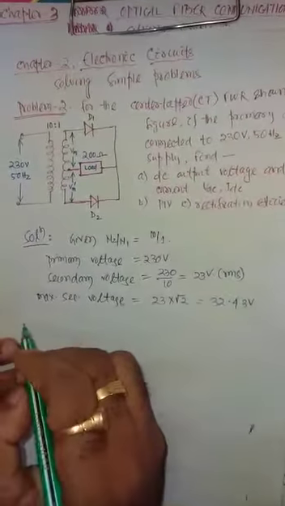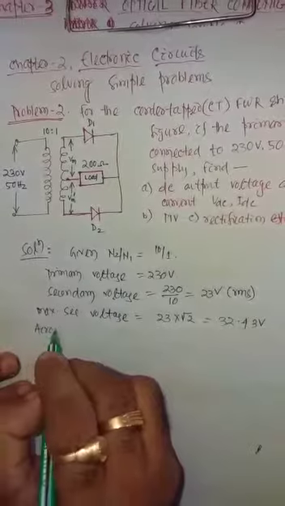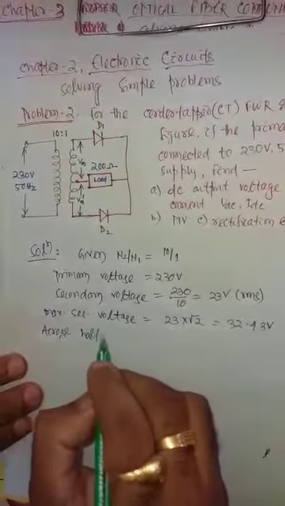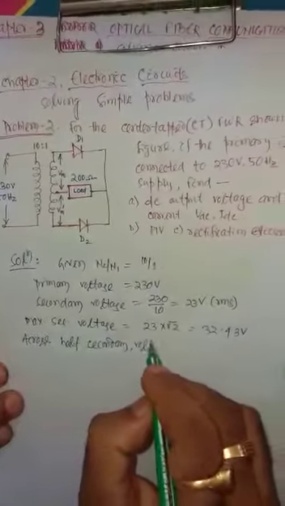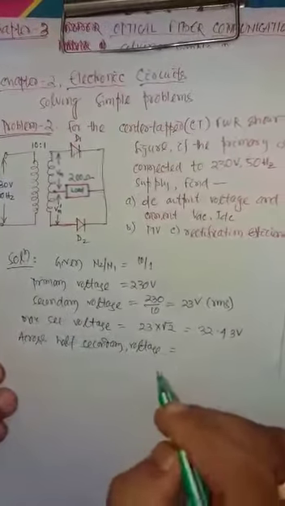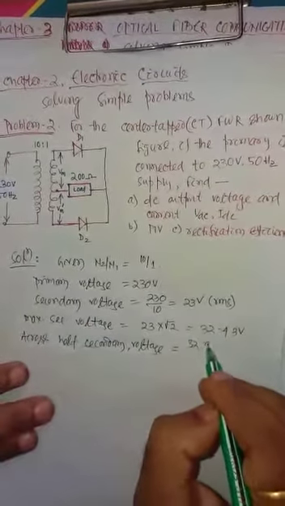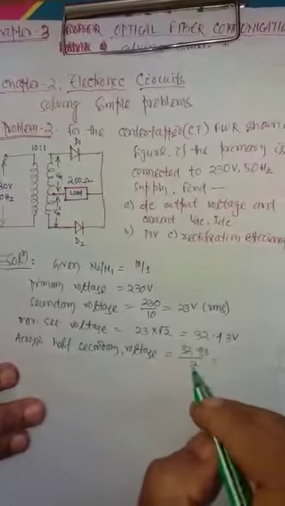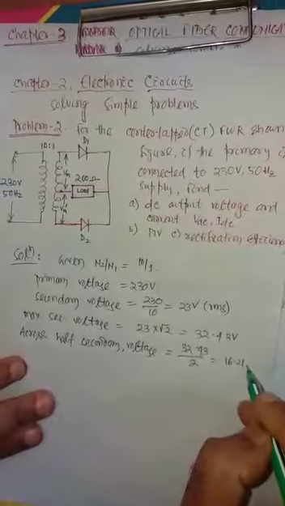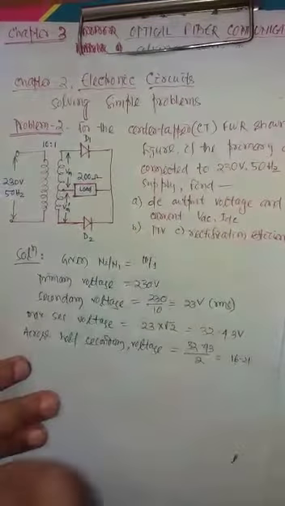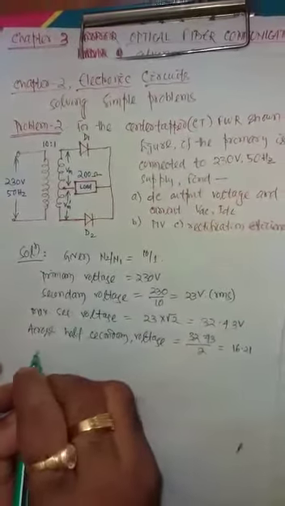So across the half secondary, the voltage is equal to 32.43 divided by 2, which is around 16.21 volt. Now we will calculate the value of IDC.